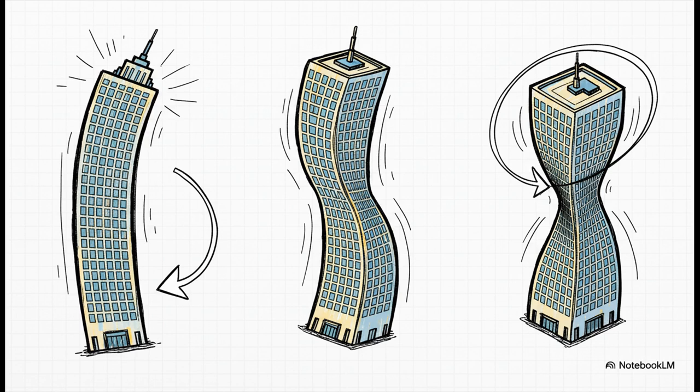We call that its first mode. But it can also bend into an S shape or twist around its center. And the crazy part is, in a real earthquake, it's doing a little bit of all of these things at the exact same time. Each one of those behaviors is called a mode shape.